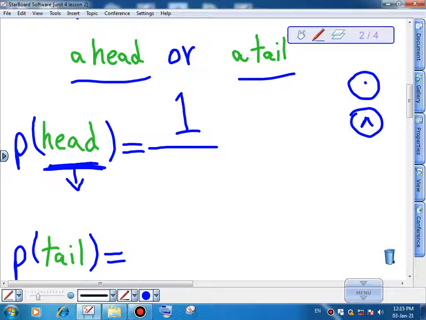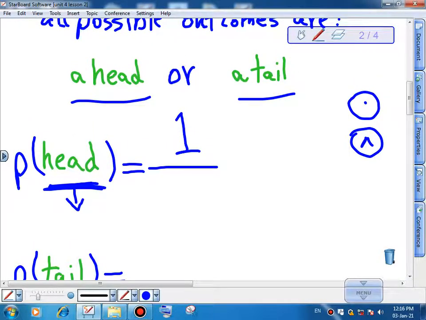Over the total number of all possible outcomes. If I toss any coin, I will get a head or a tail. I have only 2 results, no more than 2. So all possible outcomes will be 2. So it will be 1 over 2, 1/2. So the probability of a head for this coin will be 1/2.